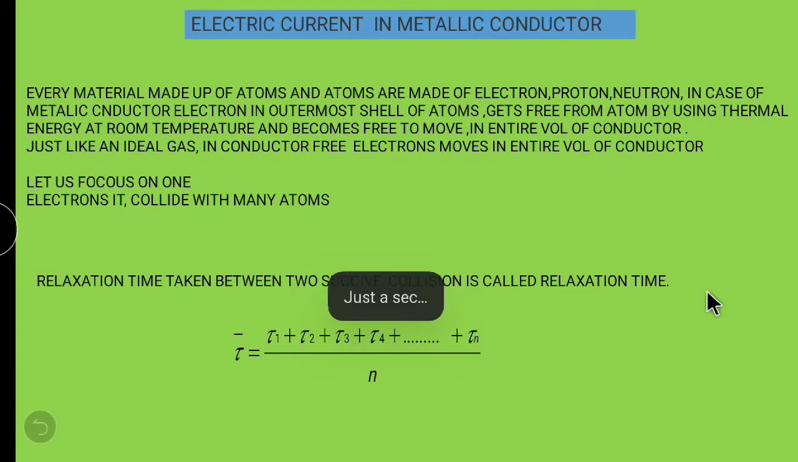Students, let us discuss electric current in a metallic conductor. Before starting this topic, I want to ask a question. Students, have you ever thought why the electric current passes through conductors? I mean to say, why does the electric current pass through metals? Why not through wood, rubber? What is the special thing in case of conductors, in case of metals?